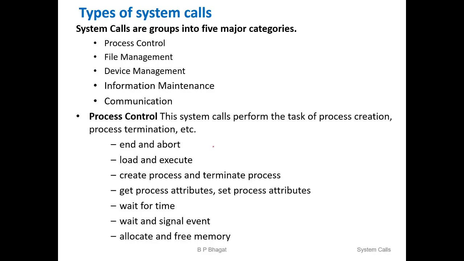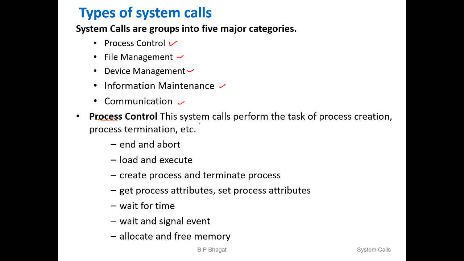Now, the different types of system calls have been categorized into 5 major categories. The process control, that is the system calls related to processes, comes under this. System calls related to managing the files come under this. System calls related to devices, storage devices come under this. Then information related to the system, that is the maintenance related to the system, comes under this, and the communication related system calls come under this. Now first of all we will see the process control.